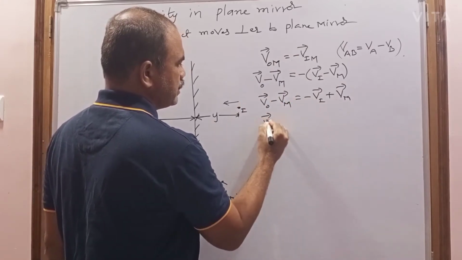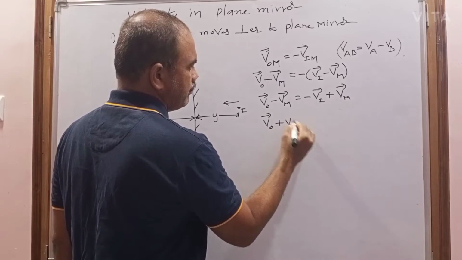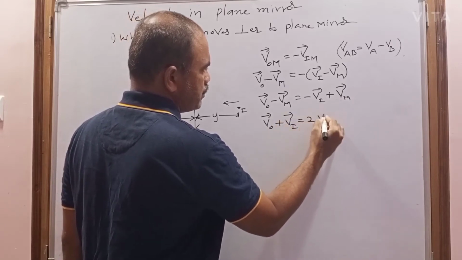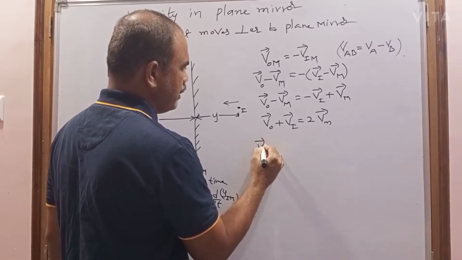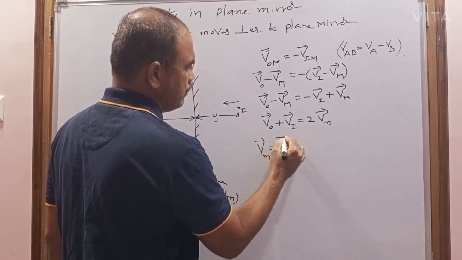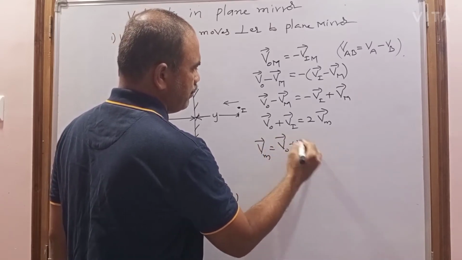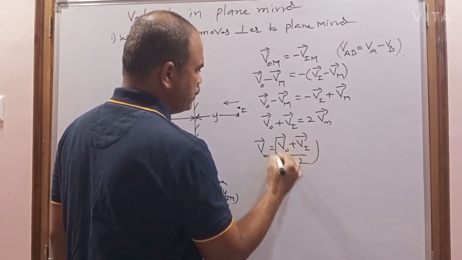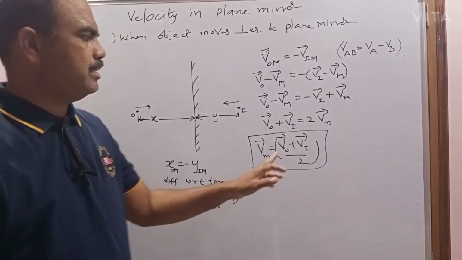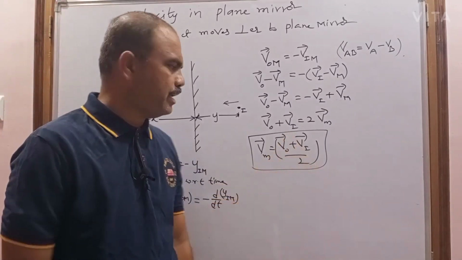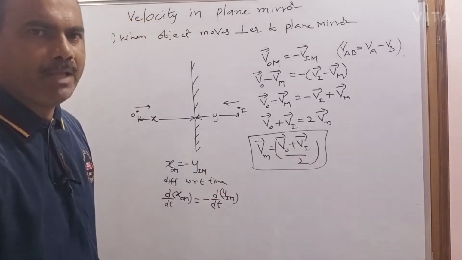Velocity of the object plus velocity of the image equals 2 times the velocity of the mirror. So the velocity of the mirror is equal to the velocity of the object plus the velocity of the image, divided by 2. By using this formula, we can find the velocity of the object, the velocity of the image, as well as the velocity of the mirror.